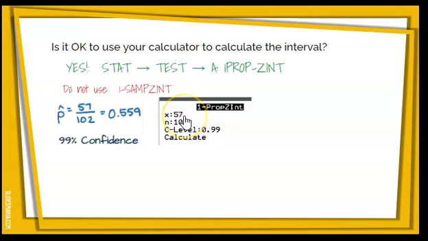Now, X has to be an integer. You cannot put a decimal in there. So in the event you have to calculate X, make sure you round it to a whole number. So there's X, there's N in this problem, and then the confidence level, 0.99.